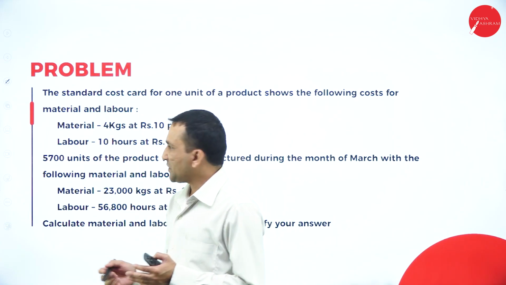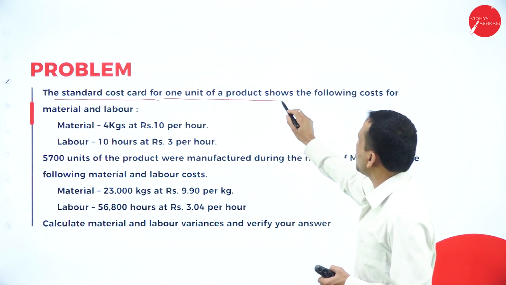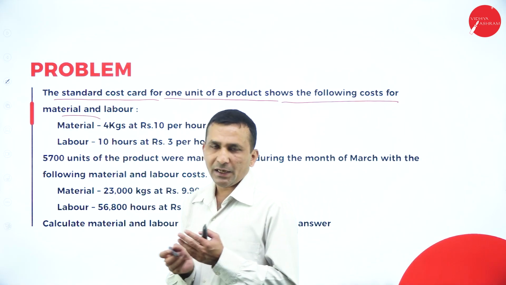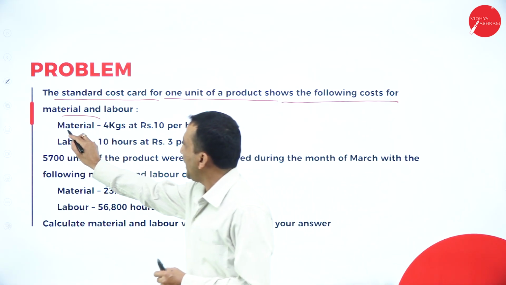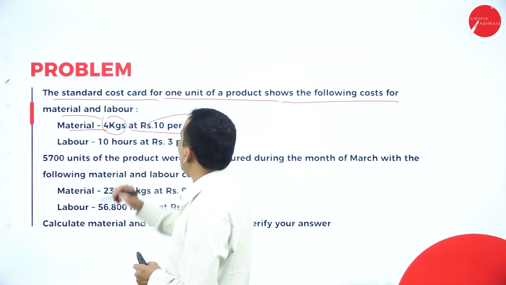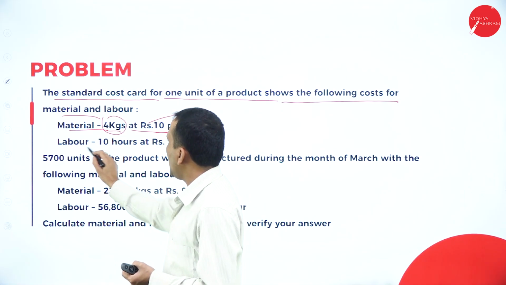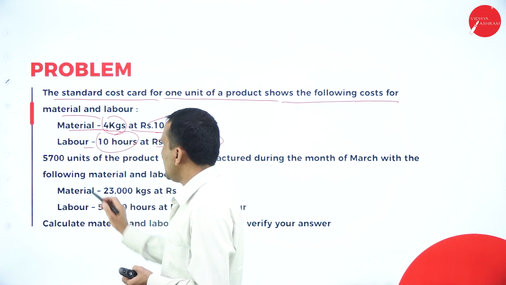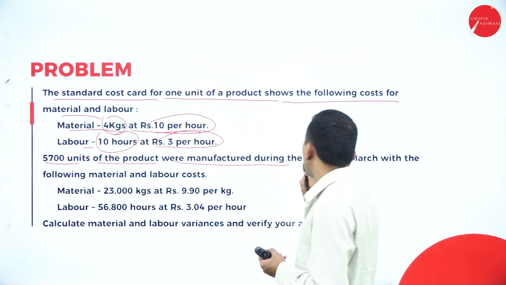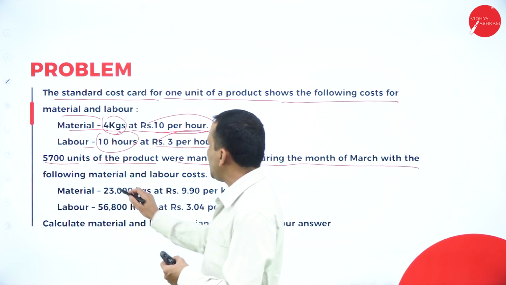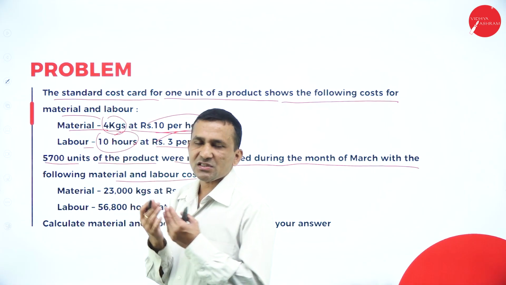Here is one more question to help you understand, and you will get more clarity. The standard cost card for one unit of product shows the following cost of material and labor. Obviously this is information related to standard as well as actual. The material is 4 kg at rupees 10 per kg. The labor is 10 hours at 3 rupees per hour. We are producing 5,700 units of product, manufactured during the month of March, with the following material and labor costs. Whatever information is given first comes under the standard.